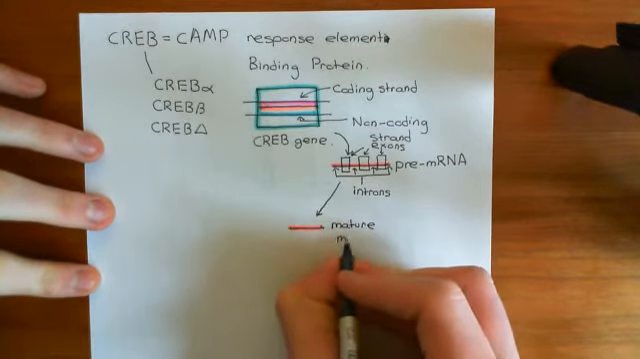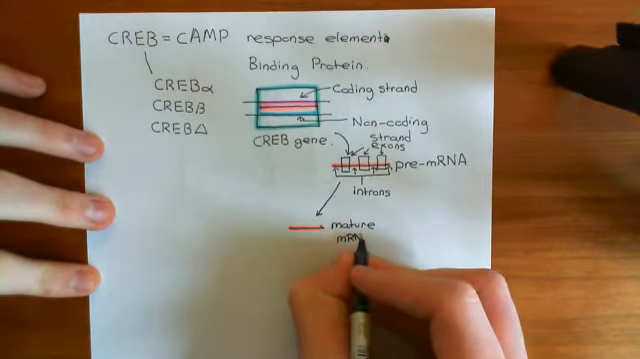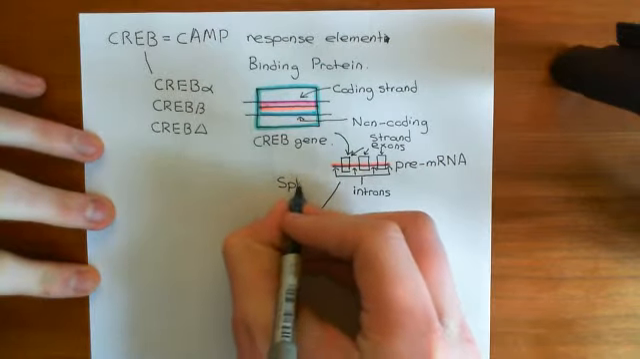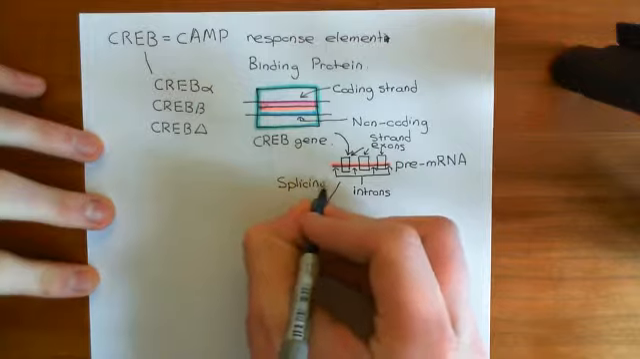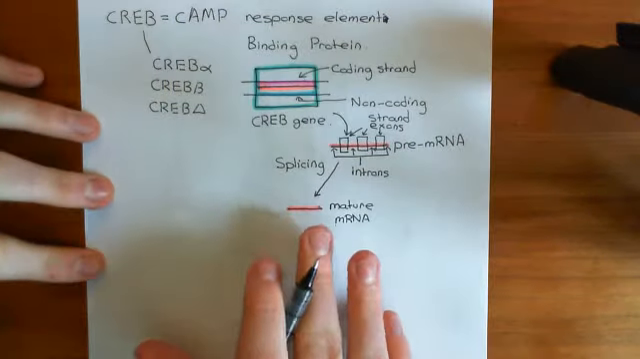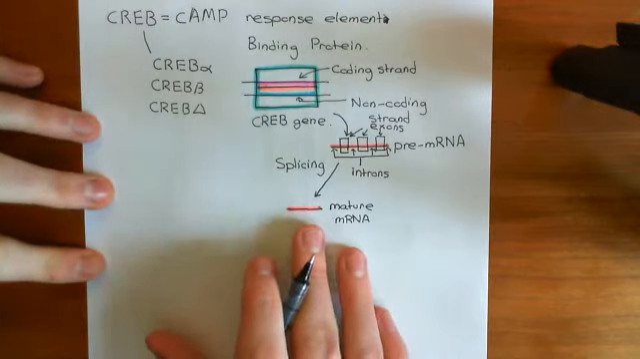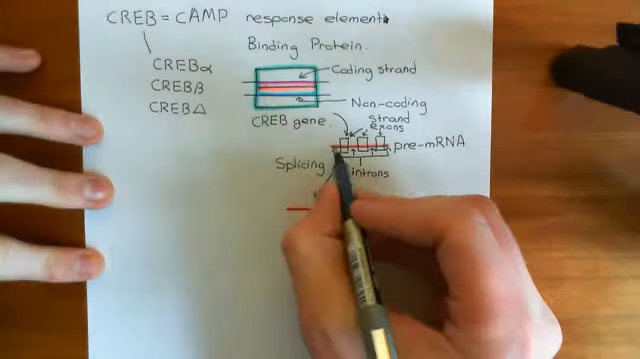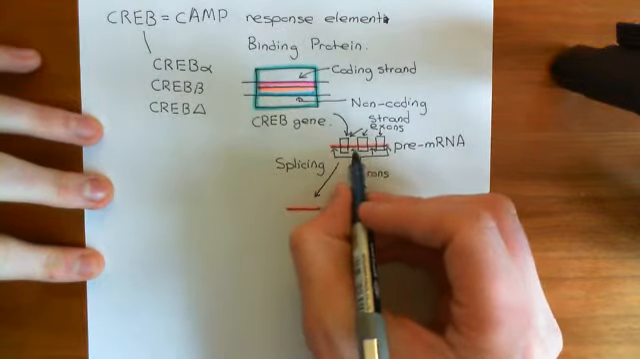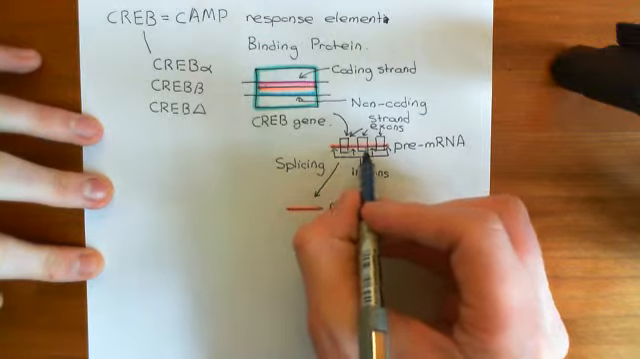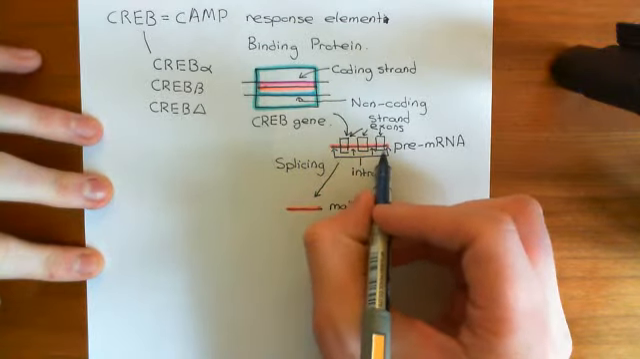And this process of cutting out the introns and then gluing the exons back together is known as splicing. Now, we want to discuss the concept of having different splice variants. The concept is that in some cases, such as with the CREB gene, there is more than one way that you can splice the piece of pre-mRNA.